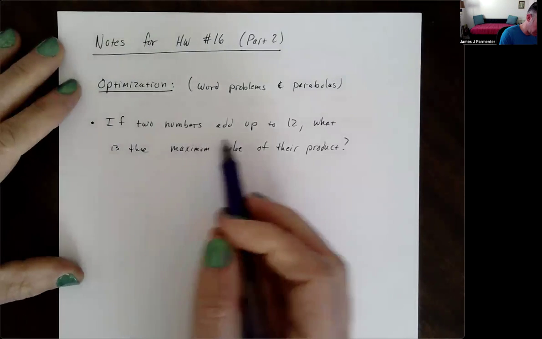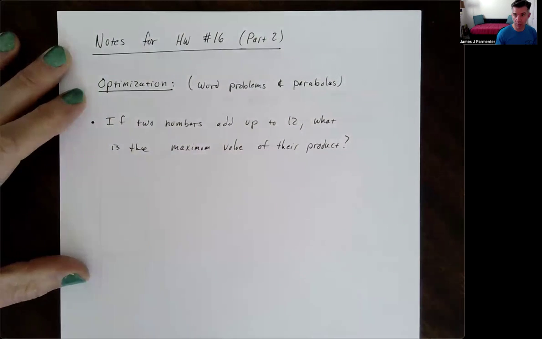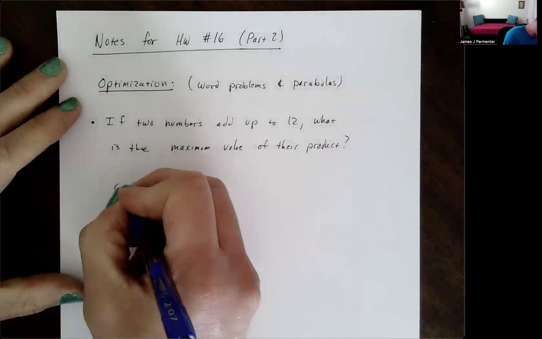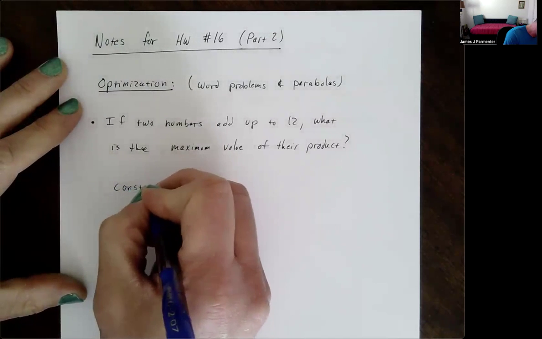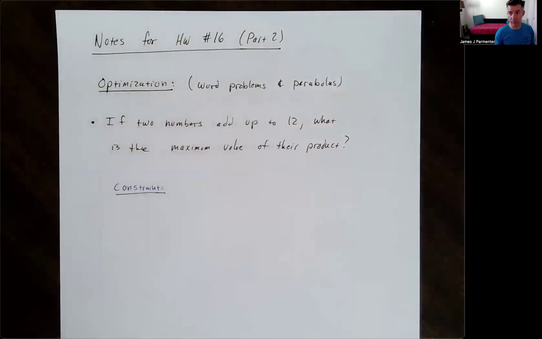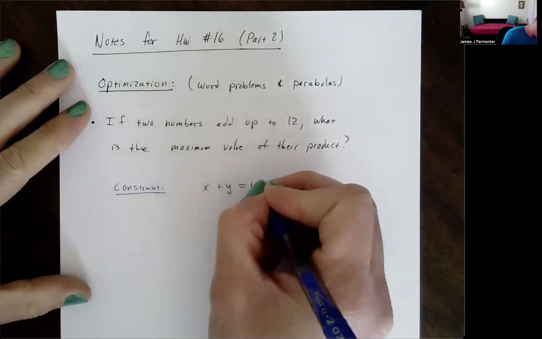If two numbers add up to 12, what is the maximum value of their product? Typically with these questions, you have a constraint and then a function or thing that you want to optimize. In this case, our constraint is the fact that we have two numbers that add up to 12. We can call them whatever we want, typically x and y. So we're constrained by the fact that x plus y has to be 12.